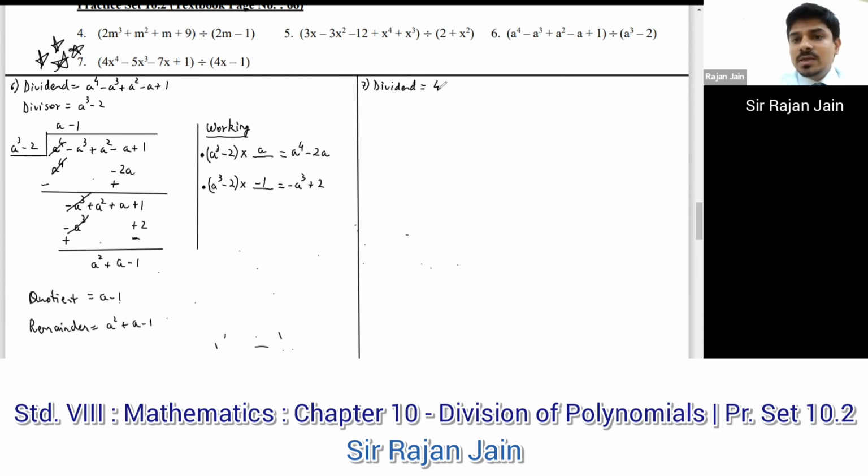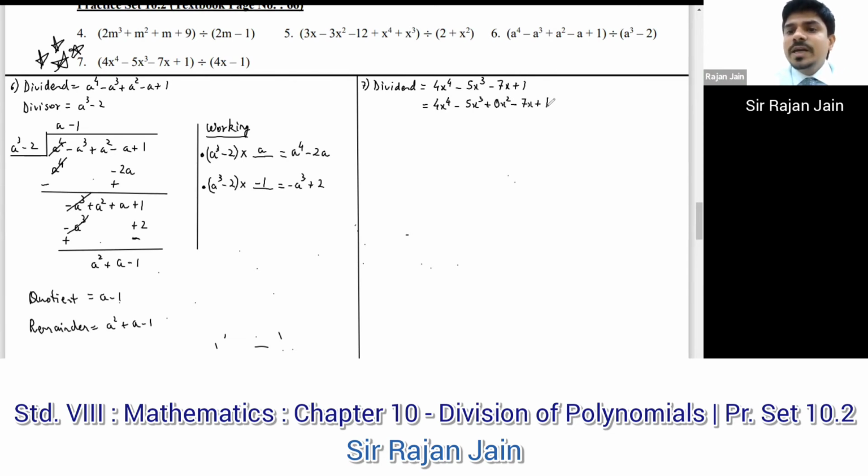Your dividend is 4x raised to 4 minus 5x cube minus 7x plus 1. Okay, first you need to check whether it is in standard form or not. 4, 3, 1, 0 is in standard descending order, but after 3 there is no term whose index is 2. So there is a missing term, and a missing term in the dividend you are supposed to introduce with coefficient 0. So I introduce that 0x square.